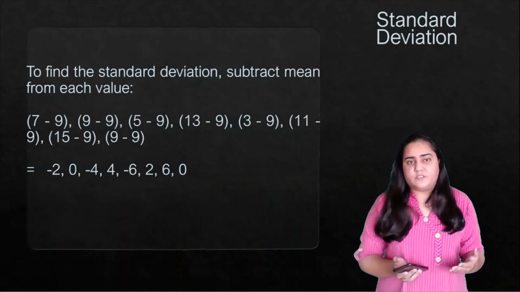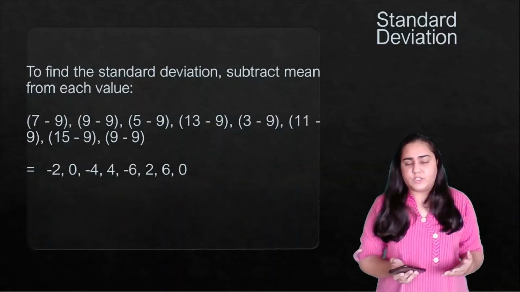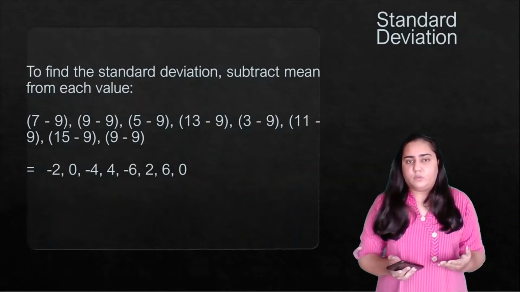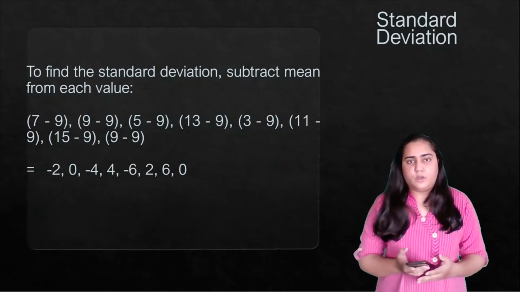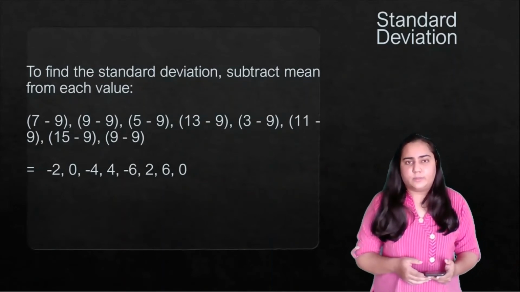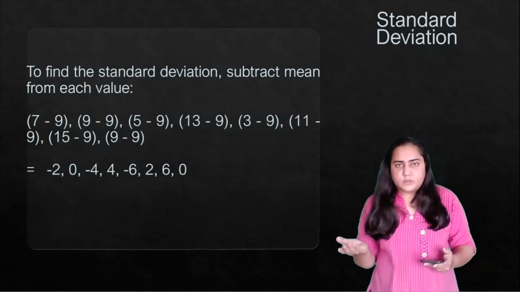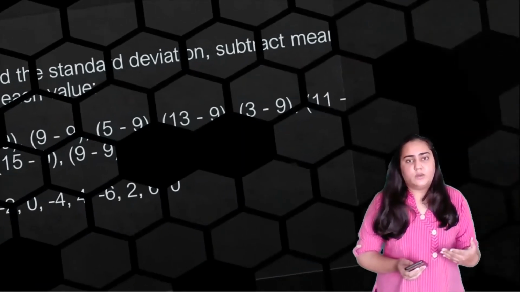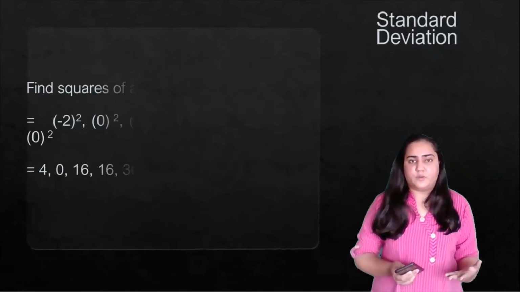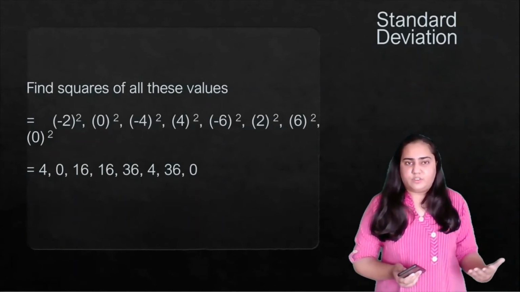Second observation gives us a 0. Third observation gives us -4. Then we have 4 and -6 and 2 and 6 and 0. So these are the different deviations that we got. Now using these deviations, we are going to find the squares of those deviations that we found earlier.